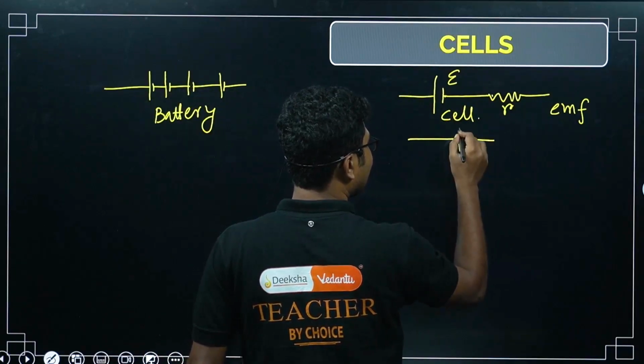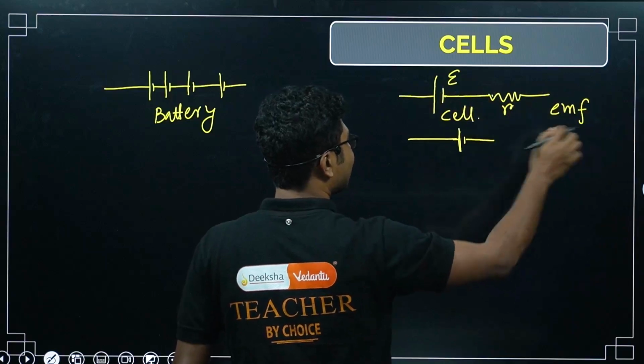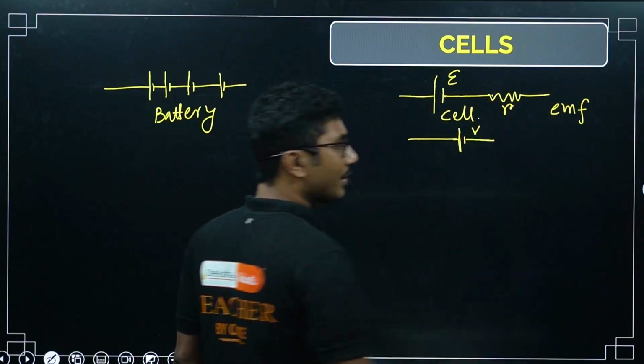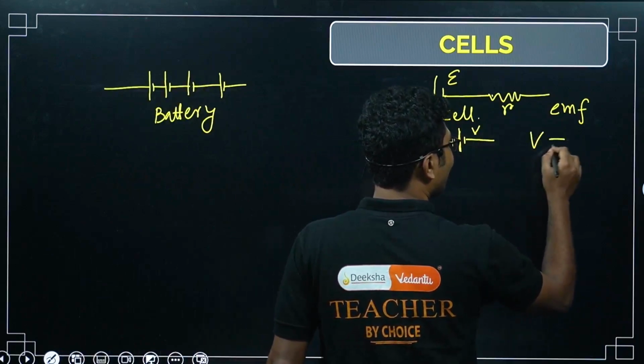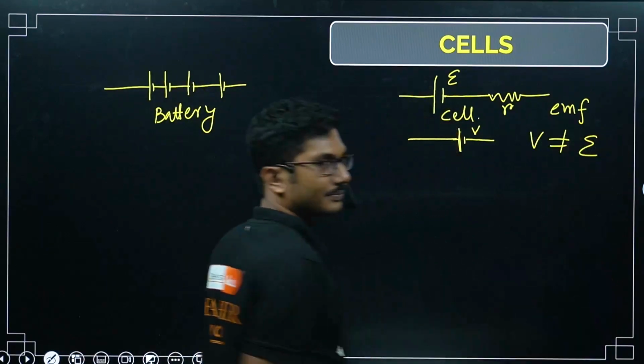Okay, and the entire thing can be replaced by our ideal cell. Entire thing without the internal resistance, we can replace it using a simple voltage V. Okay, that voltage V, this V is not the same as the EMF.